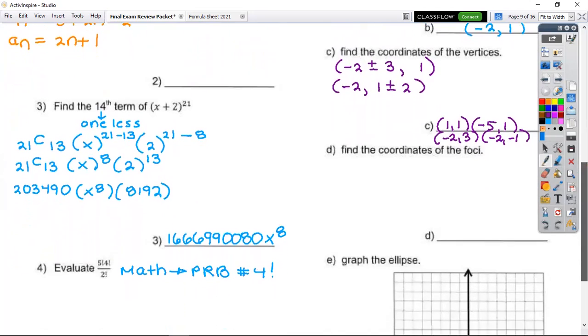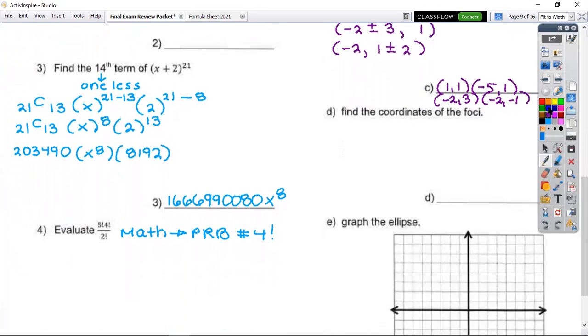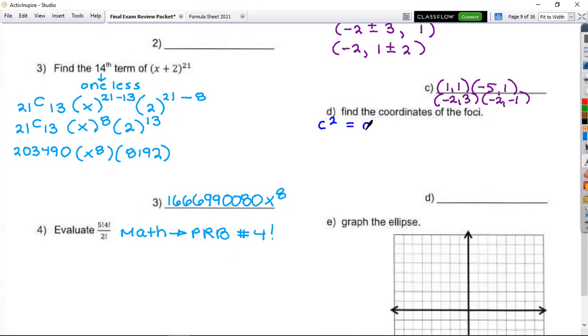Next, I'm going to find the coordinates of the foci. So this is the equation that you have to have memorized. So c squared is equal to a squared minus b squared. So c squared is equal to, a squared was 9, b squared was 4 from above. So c squared is equal to 5. And therefore your c value is equal to plus and minus the square root of 5. Again, you had a horizontal major axis, so this is going to get added and subtracted to the x. So this value goes to your x value.